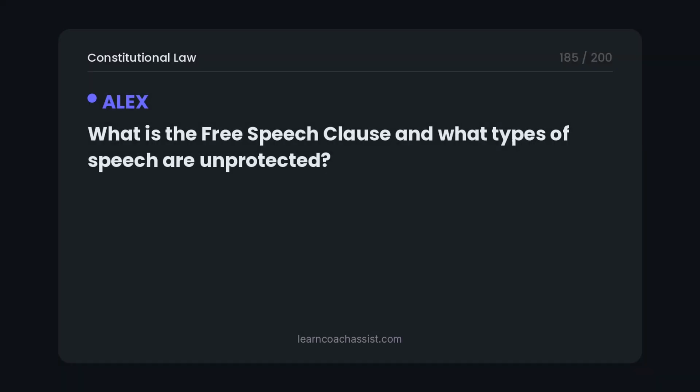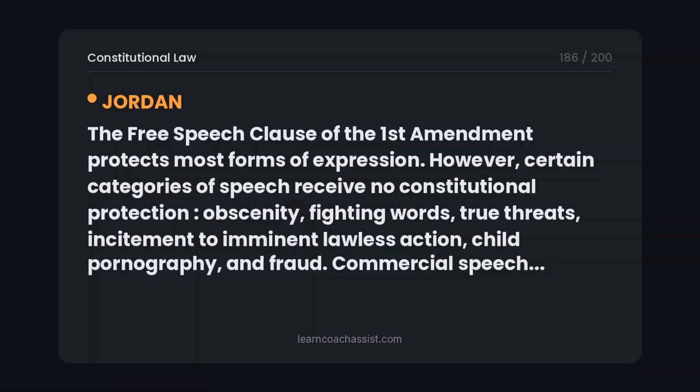What is the free speech clause and what types of speech are unprotected? The free speech clause of the First Amendment protects most forms of expression. However, certain categories of speech receive no constitutional protection: obscenity, fighting words, true threats, incitement to imminent lawless action, child pornography, and fraud. Commercial speech receives intermediate protection.